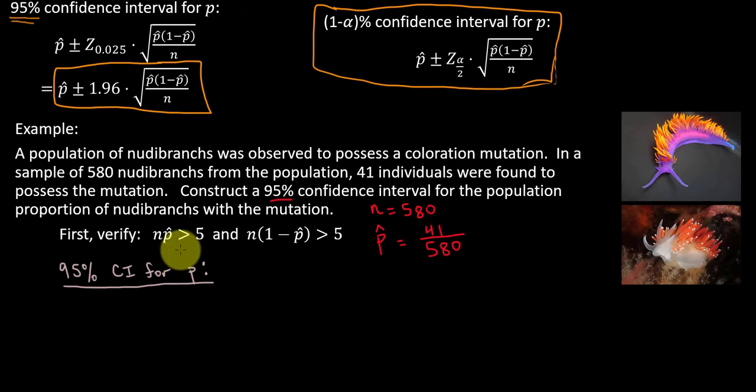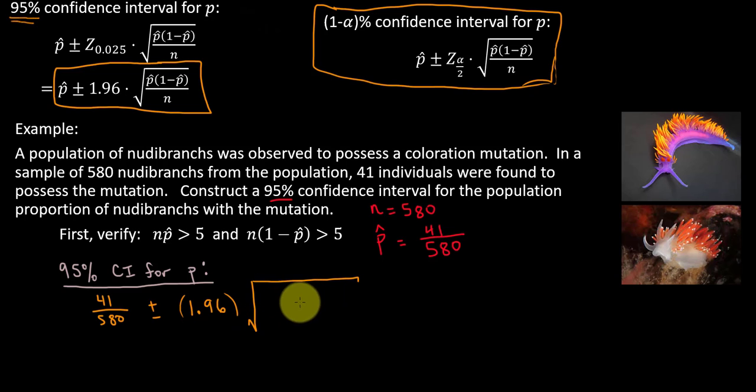Okay, so here we go. I'm going to utilize this formula in the orange box up to the left here. Our sample proportion, the point estimate, p hat, is 41 over 580. If you want to use a decimal, that is fine, but this is just as effective. For the margin of error, we're going to use 1.96 for the critical value, and now we need to multiply that by a pretty big square root here.